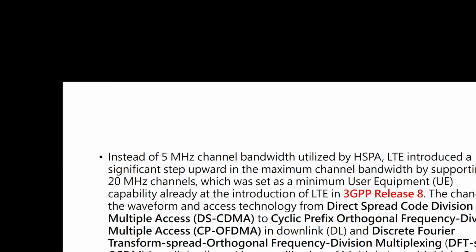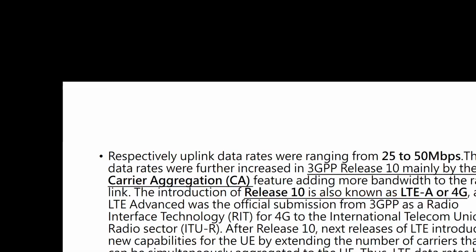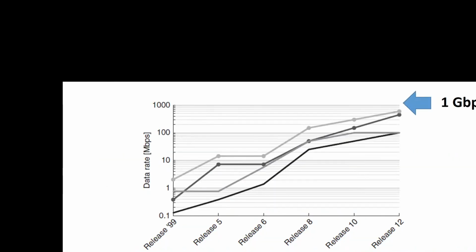Anyway, after we introduced new technologies, like cyclic prefix and orthogonal frequency division multiple access, the speed increased to hundreds, 100 to 150 megabit per second. So it's much faster.